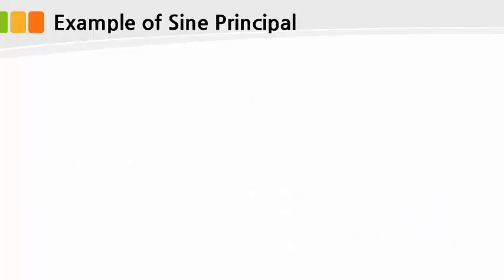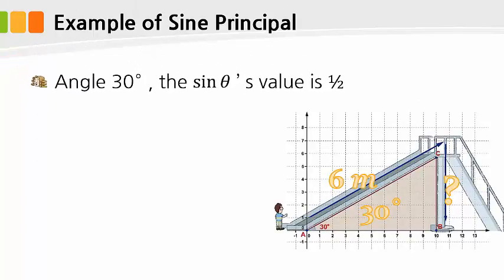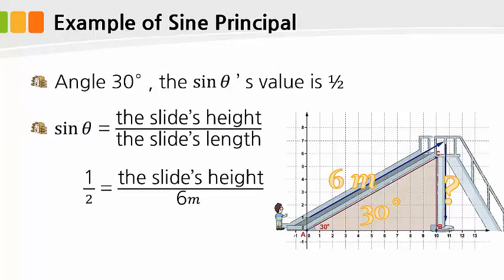Could we calculate the slide's height using the principles of sine? I will give you a hint. When an angle is 30 degrees, the sine theta value is 1/2. Let's find a solution according to the formula. Sine theta equals b, the slide's height, divided by the slide's length. The slide's height b, which we are looking for, is 3 meters, which is the product of sine theta's value, 1/2, and the slide's length, 6 meters.